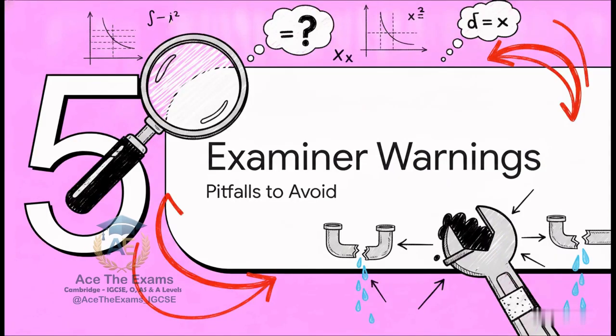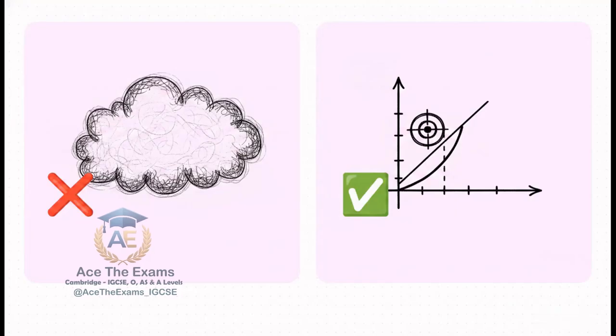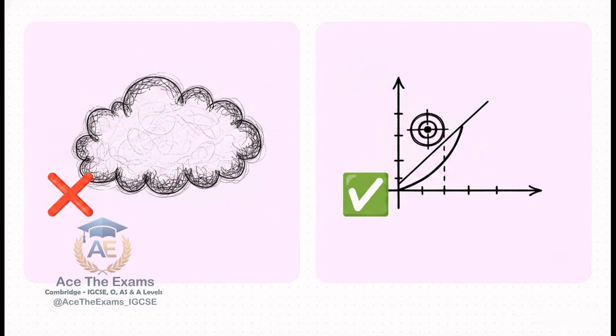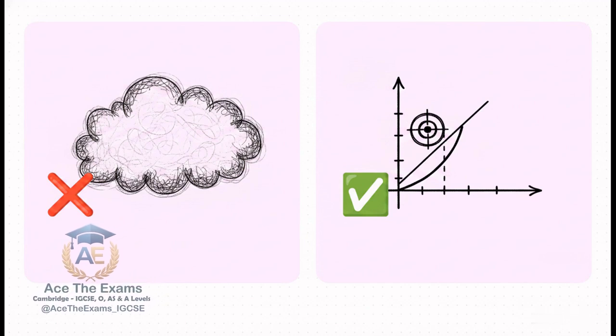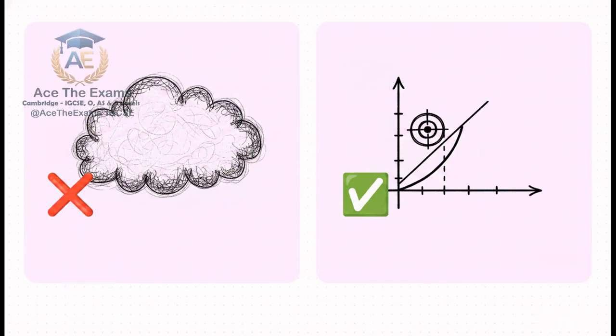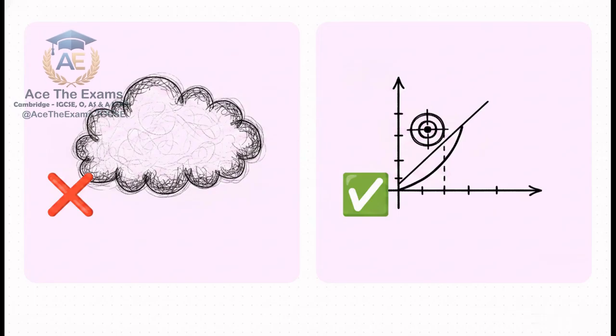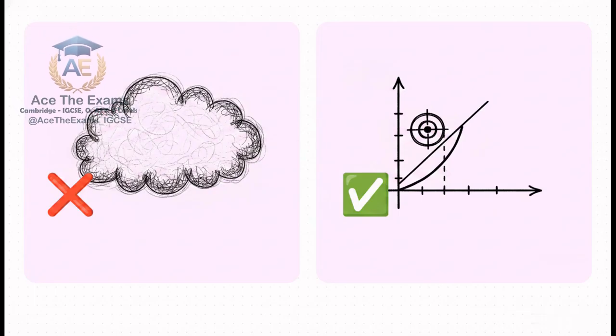Let's move into part 5, top examiner warnings, pitfalls to avoid. The absolute number one mistake highlighted over and over in the principal examiner reports is that candidate answers are far too vague. When an exam question asks you to describe the behavior of a function, general mathematical descriptions will literally score you 0. We must counter this instinct by using highly specific context-driven details and rigorous professional mathematical terminology.